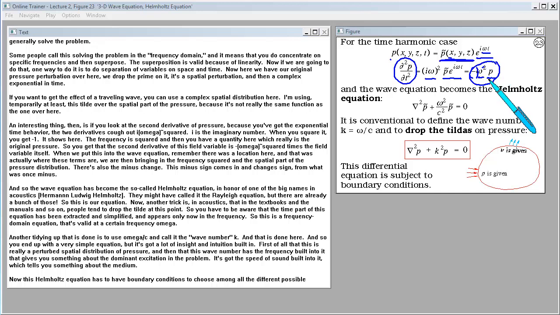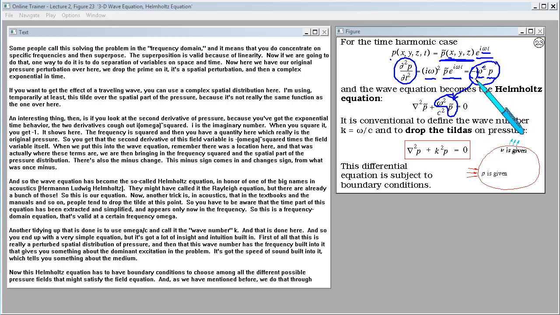When we put this into the wave equation, remember there was a location here, and it actually is where these terms are. We are then bringing in the frequency squared and the spatial part of the pressure distribution. There's also the minus sign, which changes the sign from what was once minus. And so the wave equation has become the so-called Helmholtz equation in honor of one of the big names in acoustics. Might have called it the Rayleigh equation, but there's already a bunch of those.